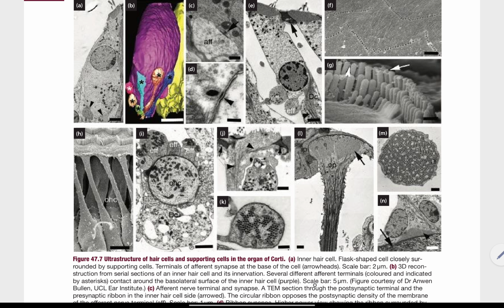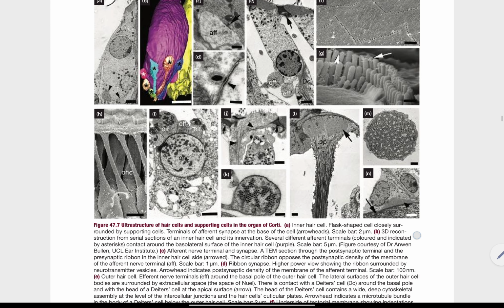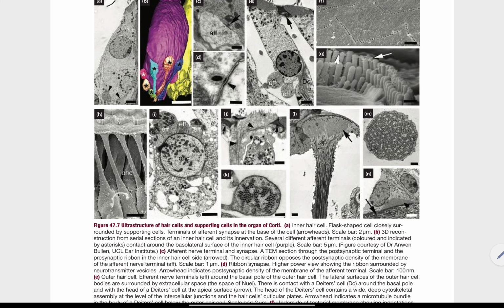Purple. Scale bar 5 mm. Figure C. Efferent nerve terminals and synapses. TEM section through the postsynaptic terminal and the presynaptic ribbon in the inner hair cell, side arrowed. The circular ribbon opposes the postsynaptic density membrane of the efferent nerve terminals. Scale bar 1 millimeter.